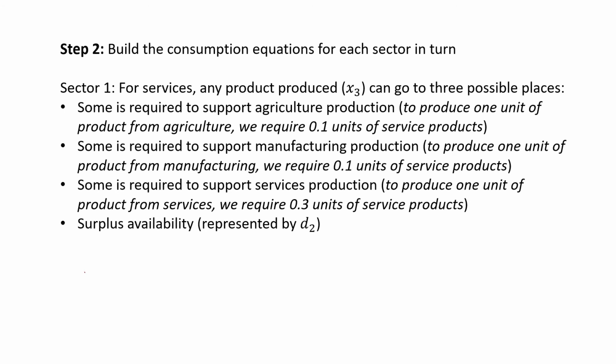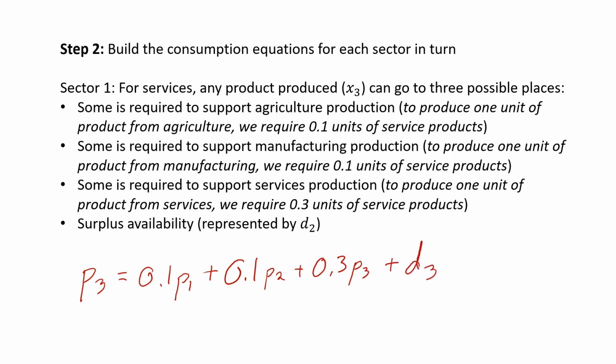Now our third consumption equation, using the total production of services. Well, some of it goes to agriculture, 0.1 unit of services for every unit of agriculture, 0.1 unit of services for every unit of manufacturing, 0.3 units of services for every unit of services, and then we have our demand, or our surplus. So there's our three consumption equations for the three sectors of the economy.